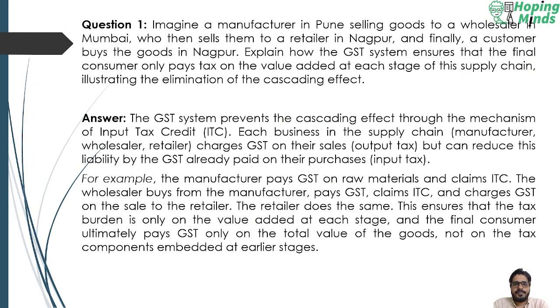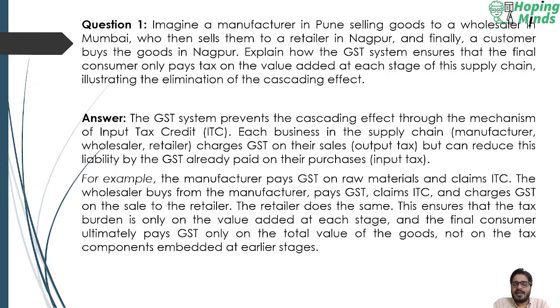So first question, imagine a manufacturer in Pune selling goods to a wholesaler in Mumbai, who then sells them to a retailer in Nagpur, and finally a customer buys the goods in Nagpur. Explain how the goods and service tax system ensures that the final consumer only pays the tax on the value added at each stage of this supply chain, illustrating the elimination of cascading effect.